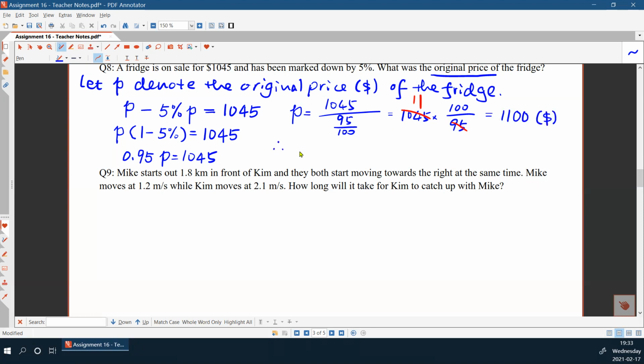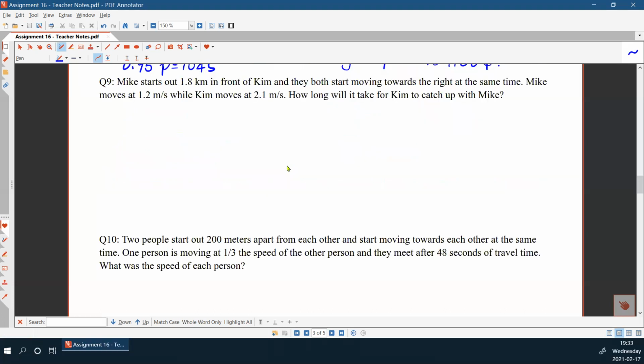Okay, so we can make the conclusion here. The original price is $1100. Okay, any questions? All right, if you have no questions, let's look at question 9.